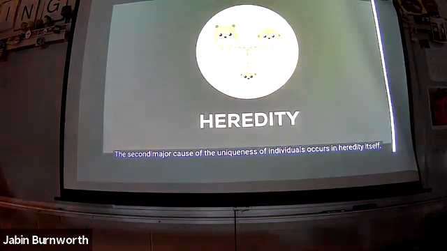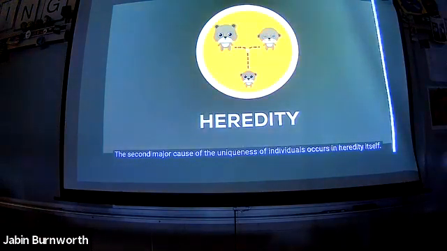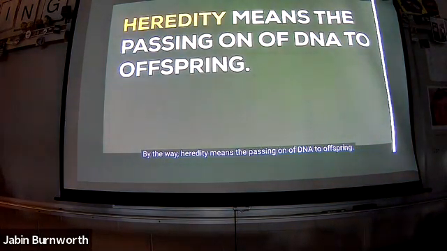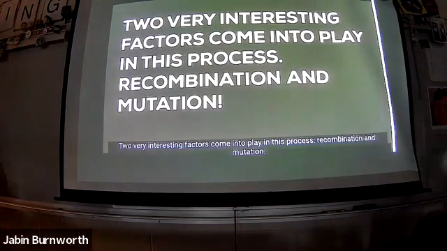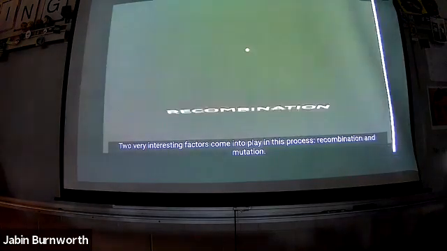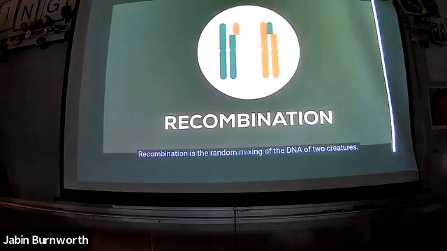The second major cause of the uniqueness of individuals occurs in heredity itself. By the way, heredity means the passing on of DNA to offspring. Two very interesting factors come into play in this process: recombination and mutation. Recombination is the random mix.